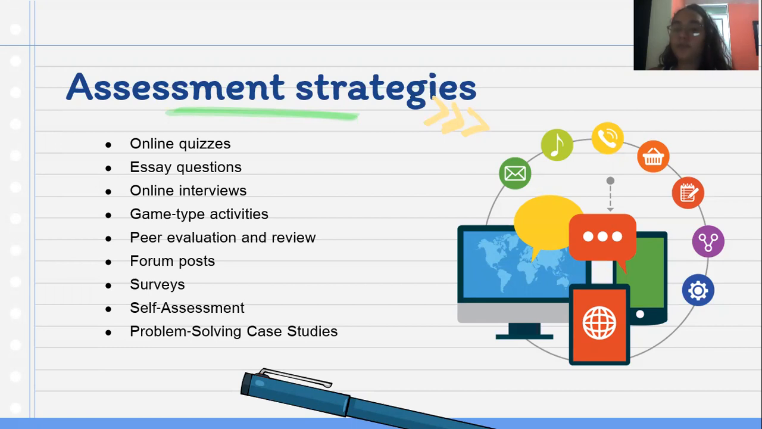Peer evaluation and review. We can do this strategy with the forums, when we tell the students that they have to give comments to their partners, whether they agree or disagree. According to their decision, they are going to find consistent topics that involve why they agree or disagree.